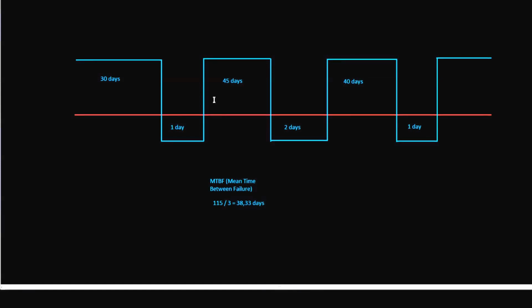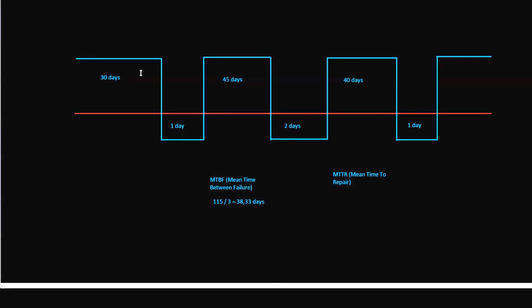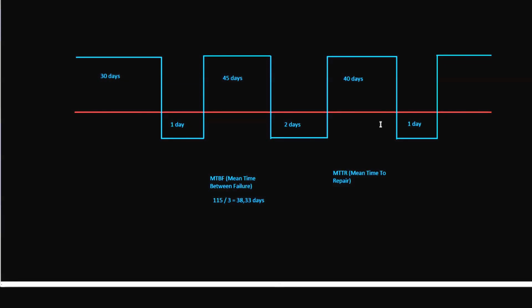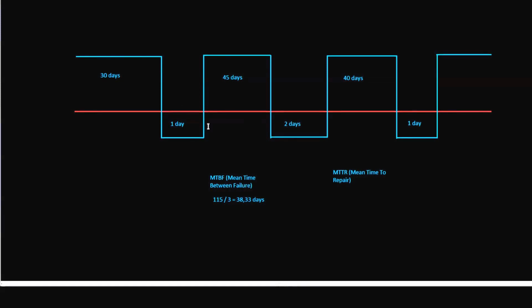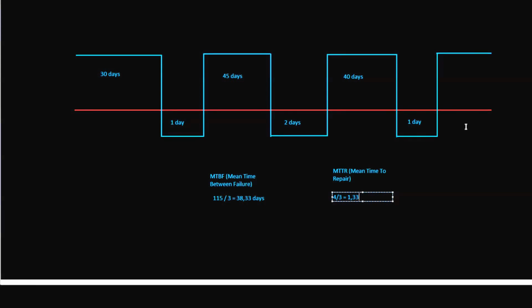Second, we have the mean time to repair. All right, here, mean time to repair. So we just took a look at these uptimes. Now we're gonna look at these downtimes. The definition is about the same as MTBF, but it's about the downtimes. So we have to average all those downtimes by the amount of failures. 1, 2, 3. So we sum here 1 plus 2 plus 1 is 4, divided by 3, and it's 1.33 days.